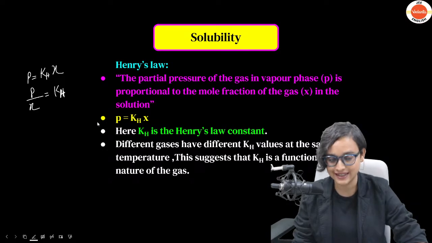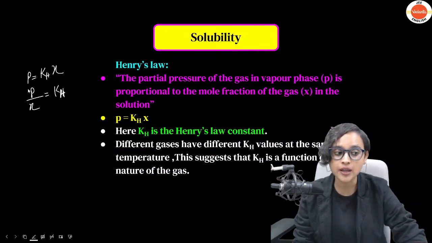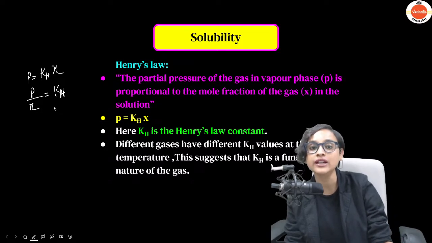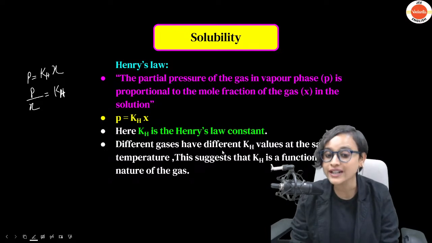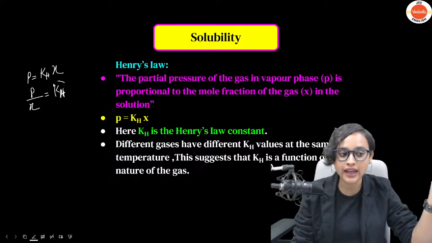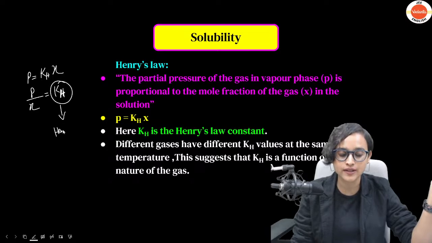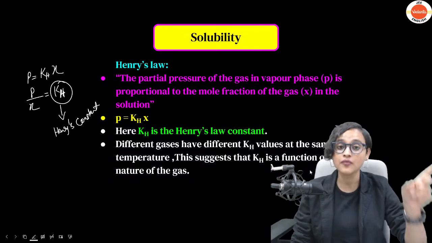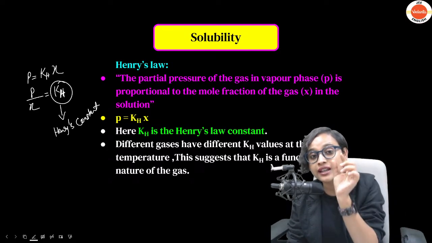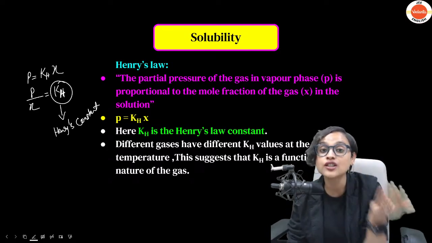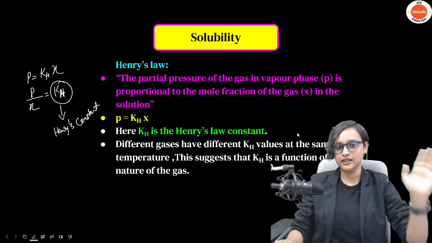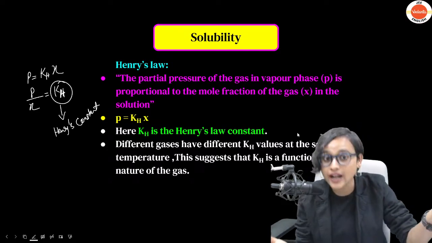Now, different gases, obviously, the pressure and the chi will be different. The mole fraction of the gas will be different, right? So, different gases have different Henry's constant. This KH is the Henry's constant. Different gases have different KH values at the same temperature. That means that KH is actually a function of the nature of the gas. KH will depend on the nature of the gas. Am I clear, guys? So with this note, we are actually done with Henry's law.